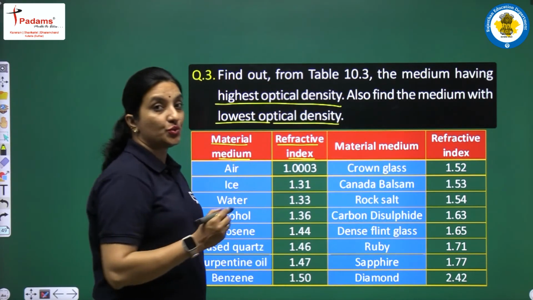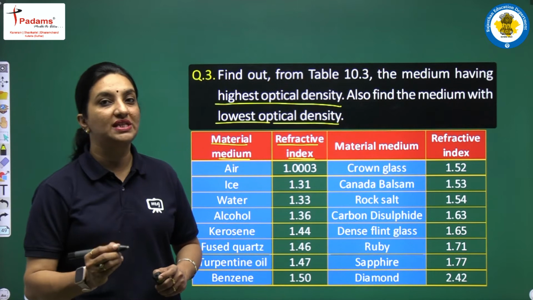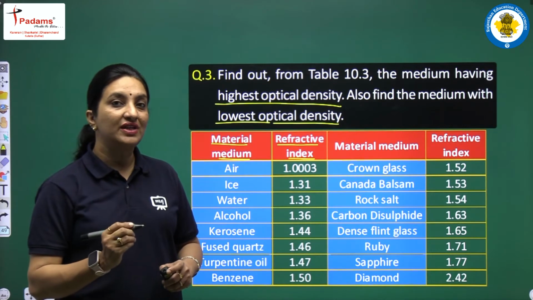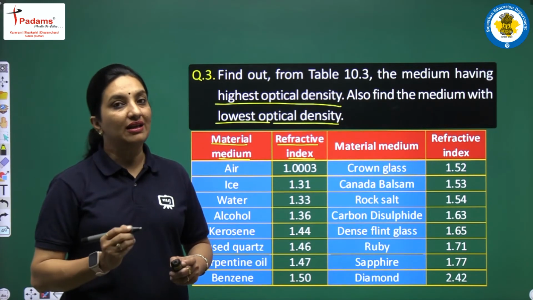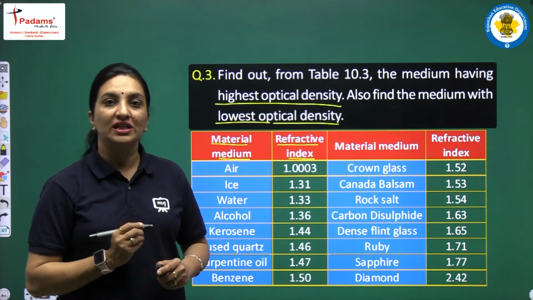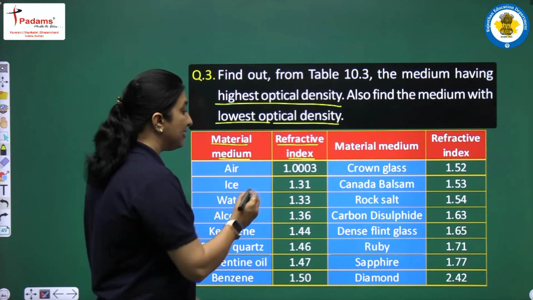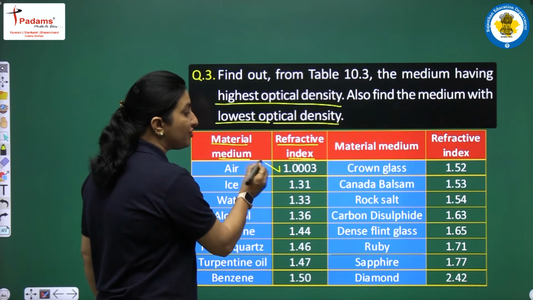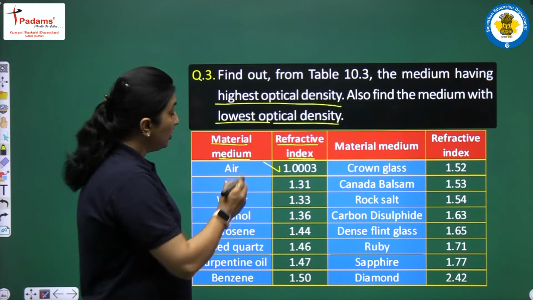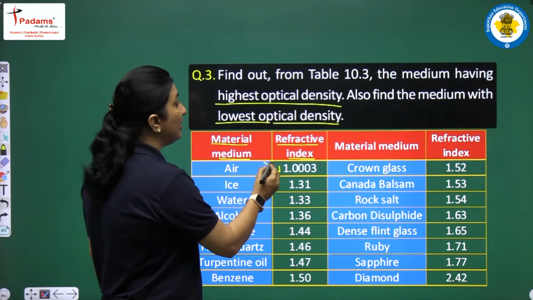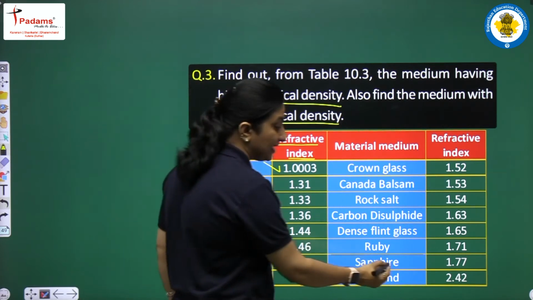And as we know students, the refractive index gives us an idea about the optical density. If the refractive index is small, then the optical density is less, and if the refractive index is large, then the optical density is also large. So what we see here is that air is having the lowest refractive index, that is 1.003. So air is going to be having the lowest optical density.